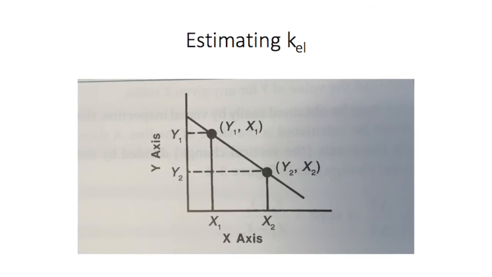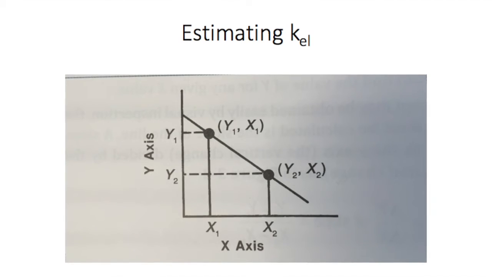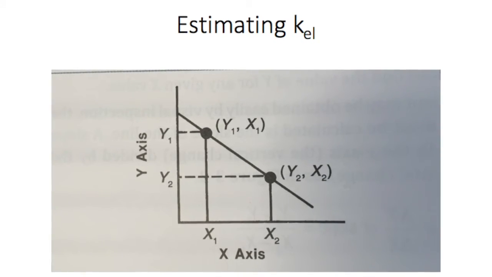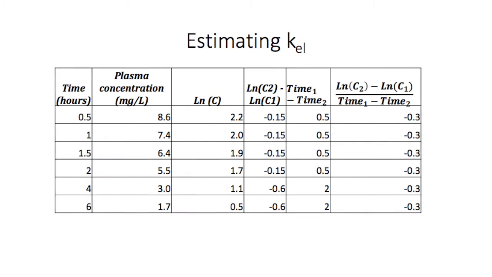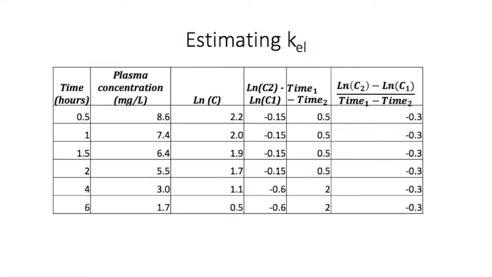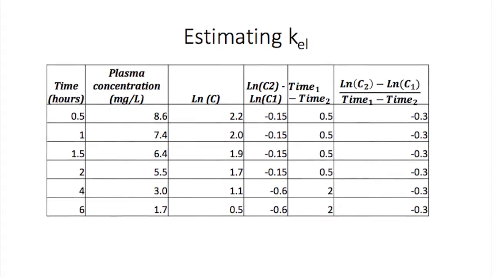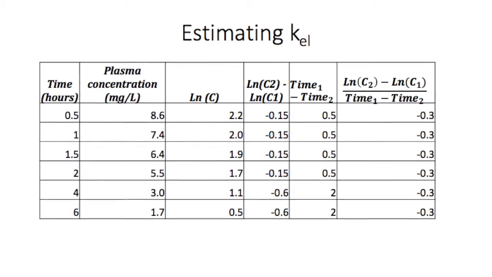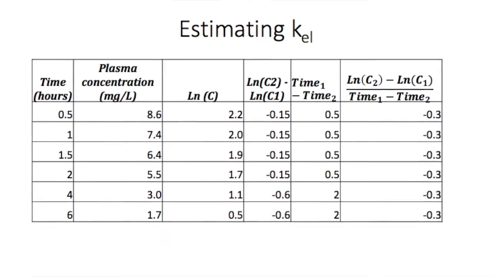There are several ways in which we can estimate the value of the K elimination. First of all, we can read it directly off a plot of the Ln of the drug concentration versus time. We can also calculate it arithmetically from the data. In this case, we have a perfect data set, so the value of K elimination is exactly the same for each time concentration pair. In a real data set with experimental noise, the value will be slightly different depending on which pair of data you choose.